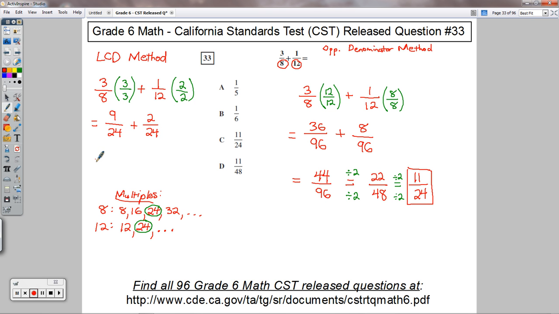Notice if I put those two numbers together, common denominator is still 24. That stays the denominator. And this is 11. No reduction necessary if you use the LCD. So I don't have to divide by anything. Both ways though, in the end, properly simplified over here, properly done over here, get me the final answer of choice C, 11/24.